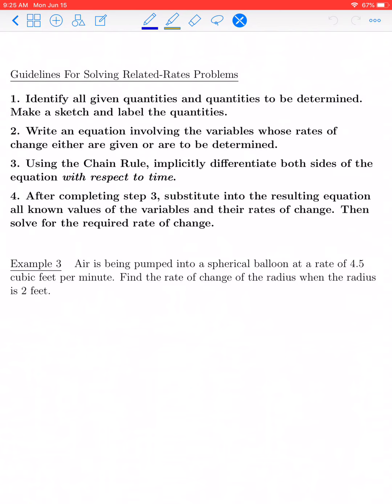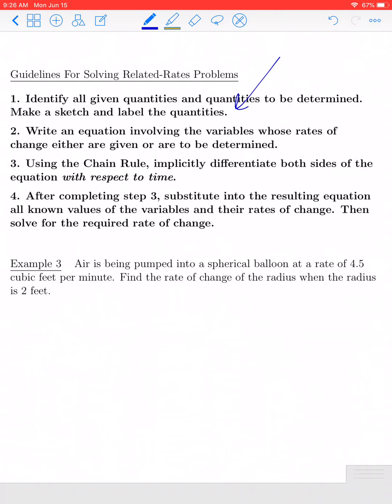Some of the guidelines that will help us solve these related rates questions, and these are good steps to always follow. The first step is to identify all of the quantities and the quantities to be determined. So what information do we know? What kind of things are we trying to find? If it's a geometry-based question, or a question in which you can actually draw a rough sketch and label the quantities, that's oftentimes an excellent starting point.